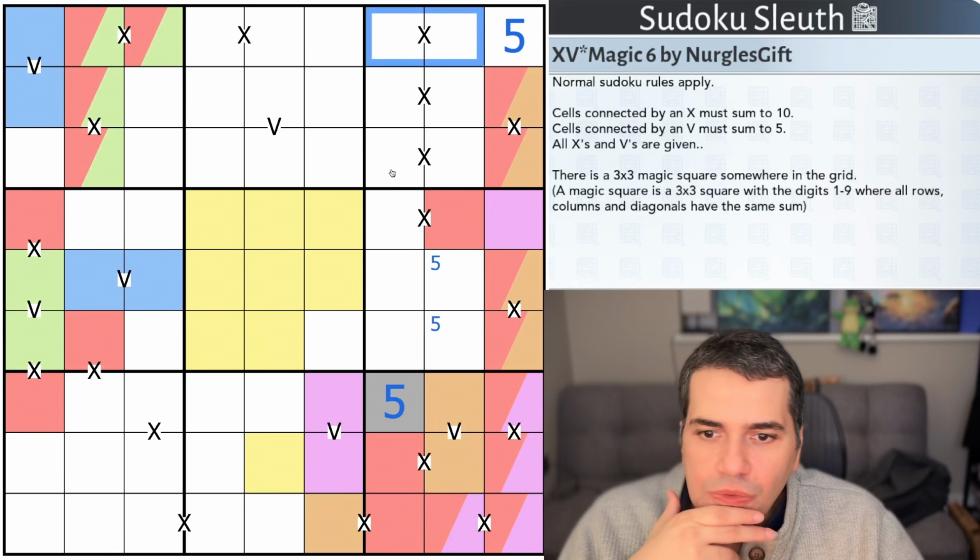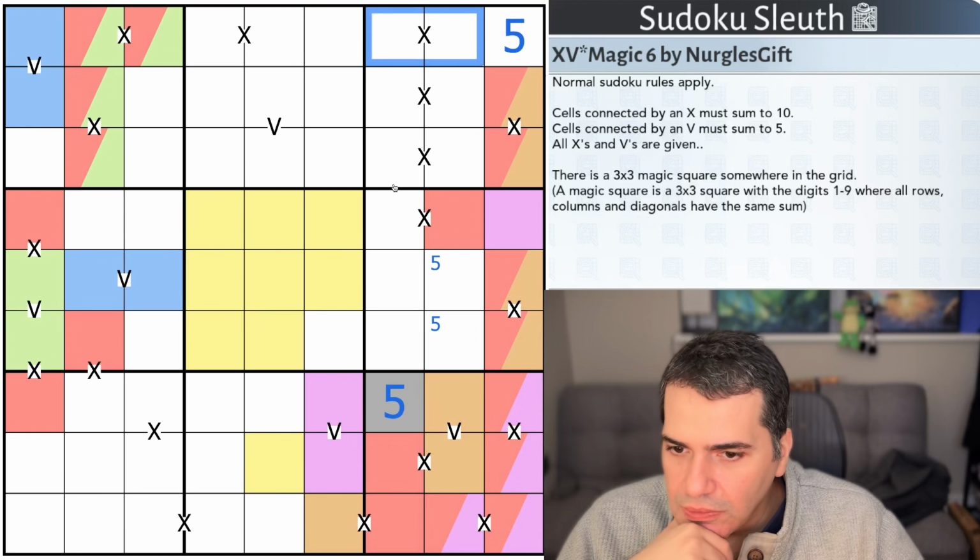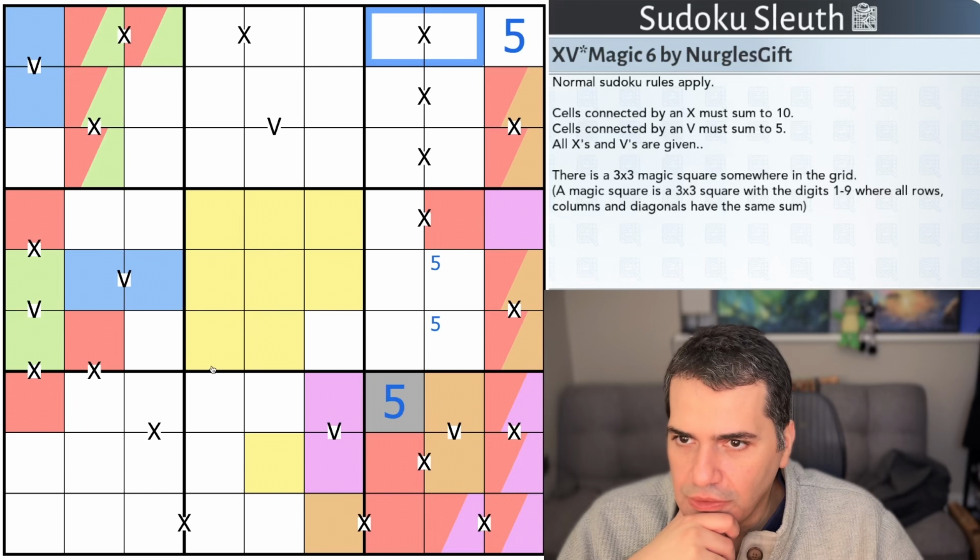Come on, sleuth. Okay, much trickier puzzle than I was expecting. Or maybe it's just been a long day and therefore I'm not doing so well. Sorry, Mrs. Sleuth is making jokes in the background.